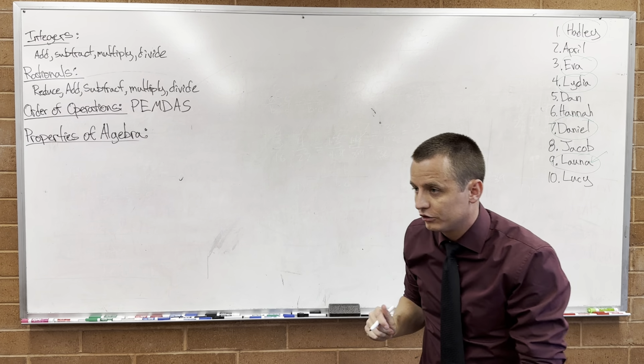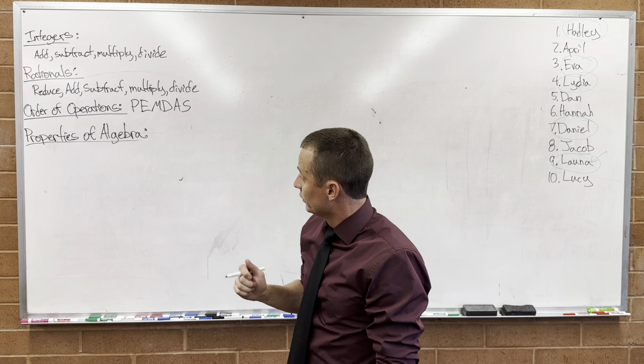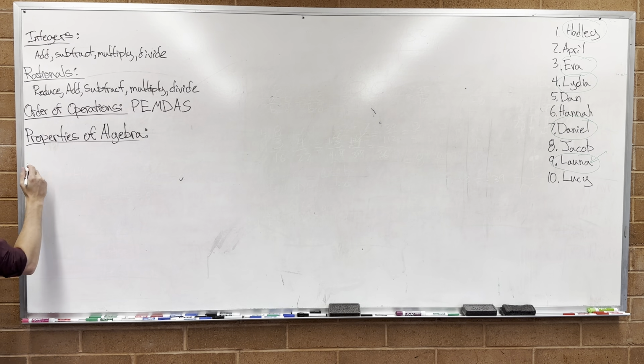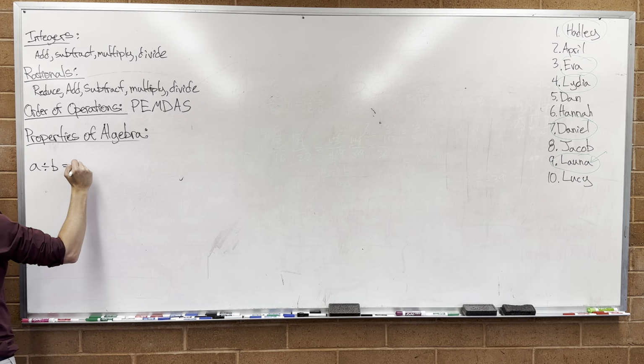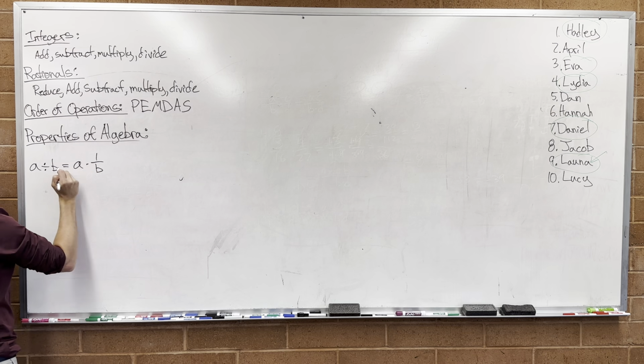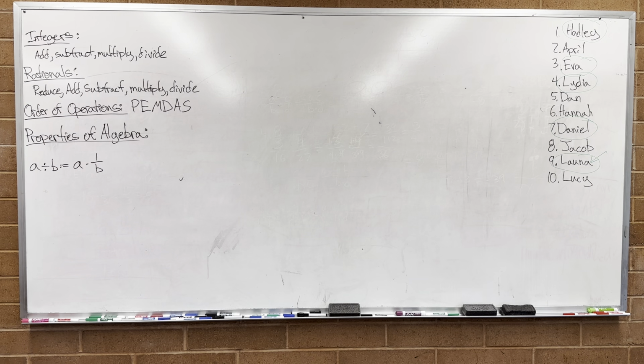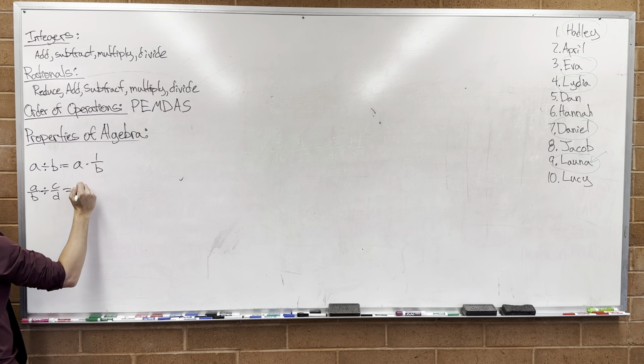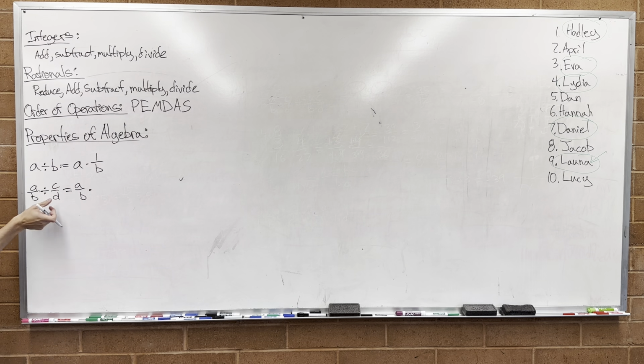When we divide a fraction by a fraction. So I showed you over here, I said the way that we define division, A divided by B is really equal to A times 1 over B. That's how we define it. If we replace these with rational numbers, that means A over B divided by C over D is really equal to A over B times the reciprocal of this, D over C.